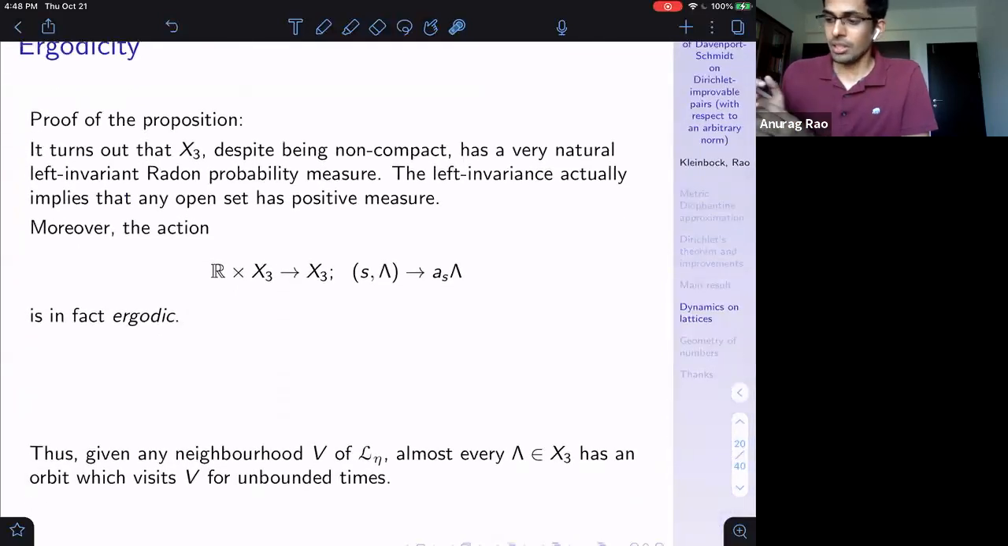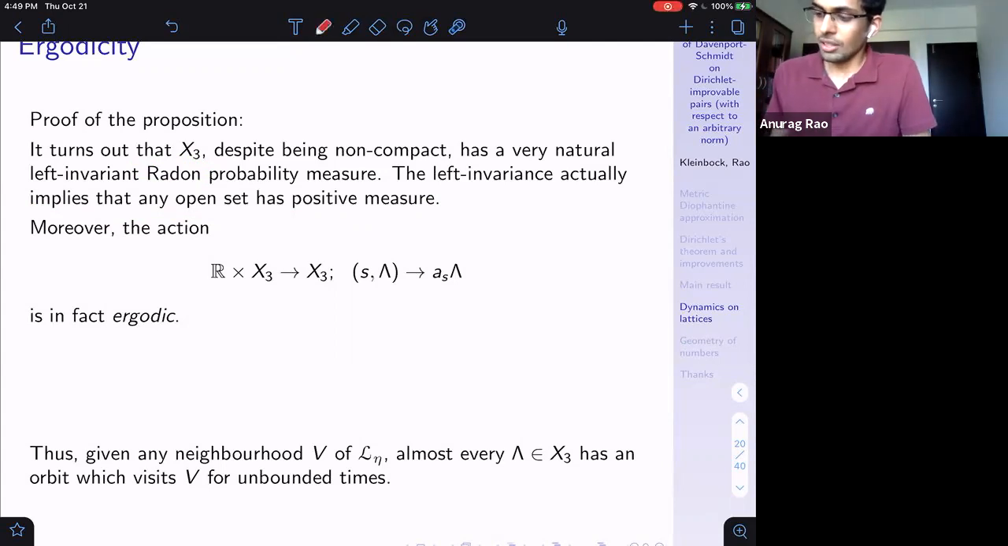or proposition. Okay, so X3 is a non-compact homogeneous space, but it has a left invariant Radon probability measure. That means inner, outer regular, compact sets have finite measure. And this left invariance implies that any open set has positive measure. So we're going to use that.